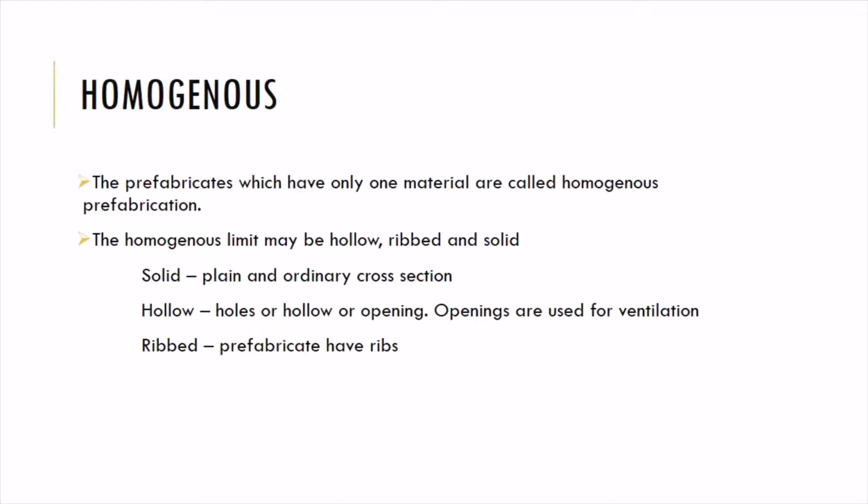Whether it is solid, hollow or ribbed, it is made up of only one material. No other materials are involved. So it is termed a homogeneous panel. So you can get a clear view about this. Here we have discussed the homogeneous part in material.